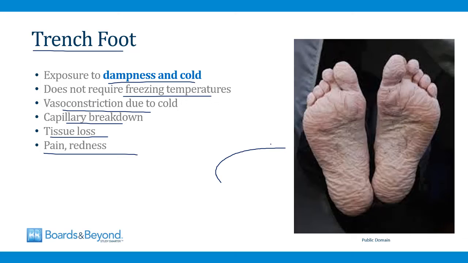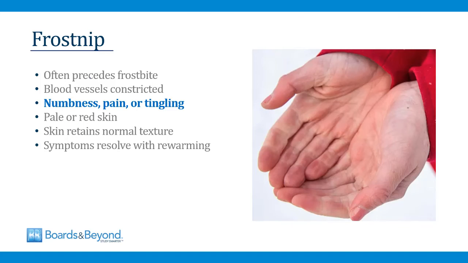This is a picture of trench foot on the screen here. There are red patches here. The feet are wrinkled from exposure to damp conditions. Frostnip is a condition that often precedes frostbite, as I mentioned before. Frostnip happens when blood vessels in the extremities, usually the fingers or toes, become constricted, and this causes numbness, pain, and tingling. The skin can become pale or red, but it retains its normal texture, and these symptoms usually resolve immediately when you warm up the hands or feet.